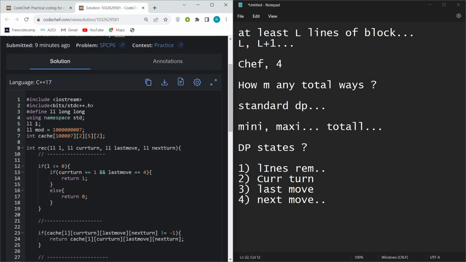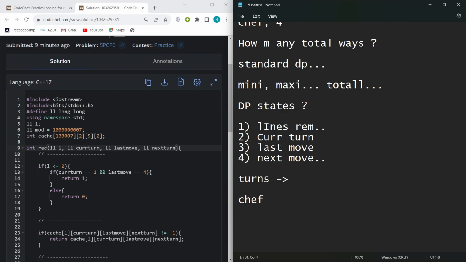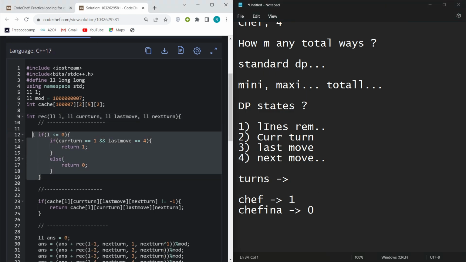So this is my DP array. The first thing stores the lines remaining. The second thing stores the current move. The third thing stores the last move. And my last thing stores who will do the next turn. And how did I store the turns? If it's Chef's turn, then I denote it as 1. And if it's Chefina's turn, I denote it as 0.